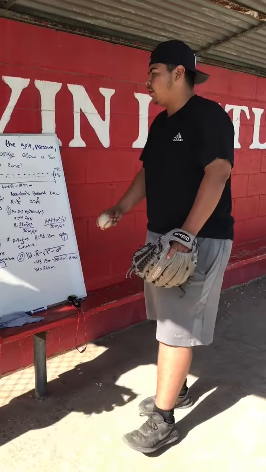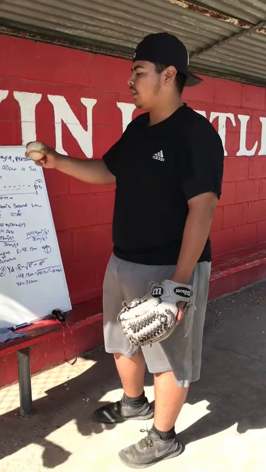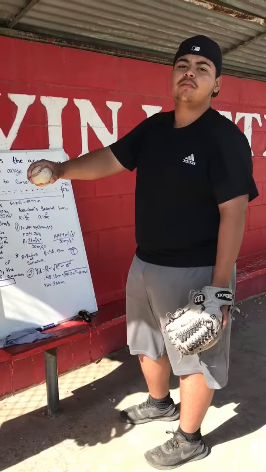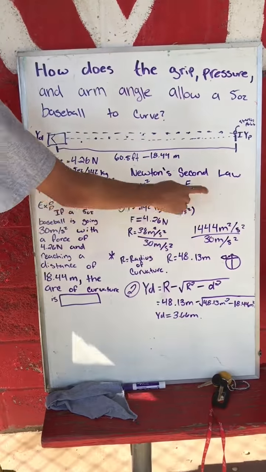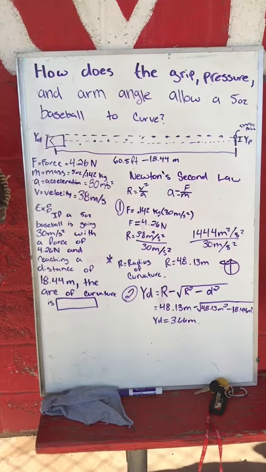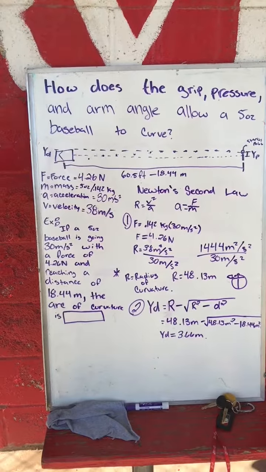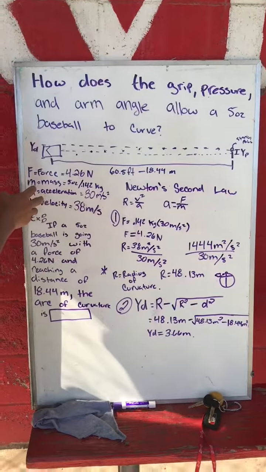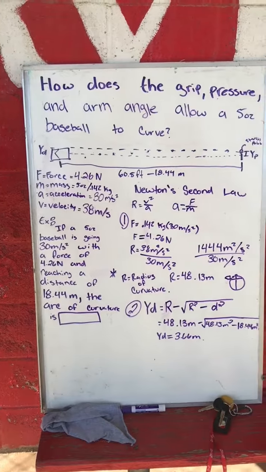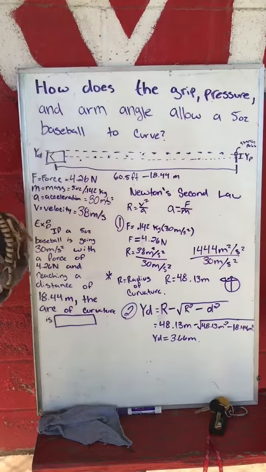When throwing a curveball, your arm angle has to be at 120 degrees, which causes a 5-ounce baseball to have a natural curve. So for our example, we drew a diagram of the pitcher's mound and the home plate, having the starting point right here and the ending point, which is the opposite end of the home plate. YP stands for half the distance of the home plate, and YD being the total distance, which means the starting point and the ending point of the arc of curvature.